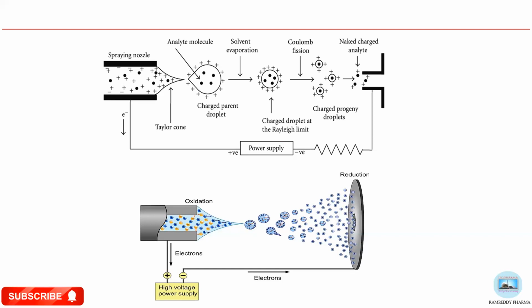These are the different types of spray ionization techniques commonly used in mass spectrometry. Apart from that, we have other ionization techniques like APPI, atmospheric pressure photoionization, and atmospheric pressure chemical ionization. These two are mainly used for LCMS. So these are the different types of ionization techniques commonly used: chemical ionization, electron impact, ESI electrospray ionization, MALDI, fast atom bombardment, and plasma desorption.